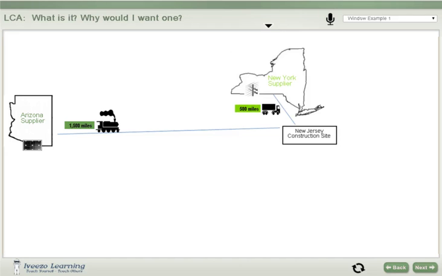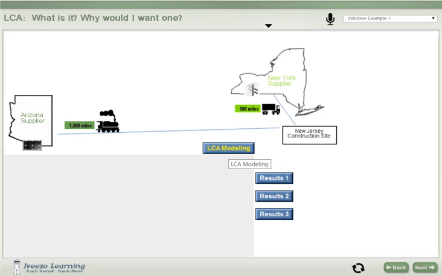To learn more on what should be included in the LCA to answer this question, click the Modeling button. To see 3 possible results from this hypothetical example, click on each of the Results buttons.